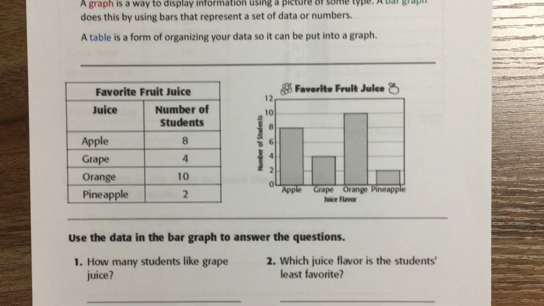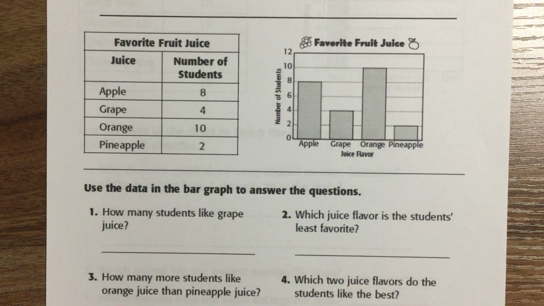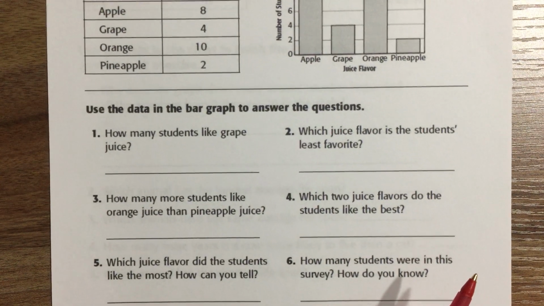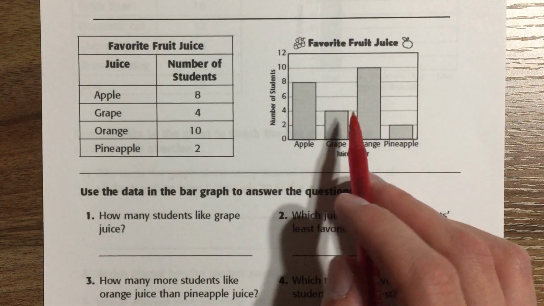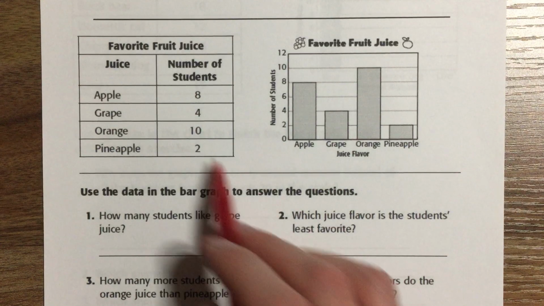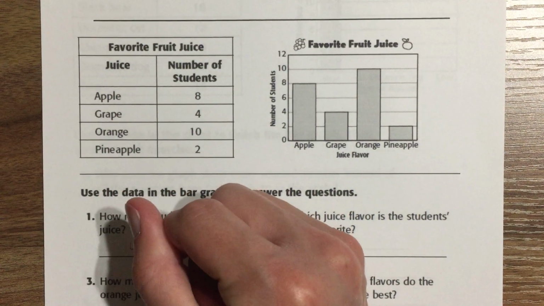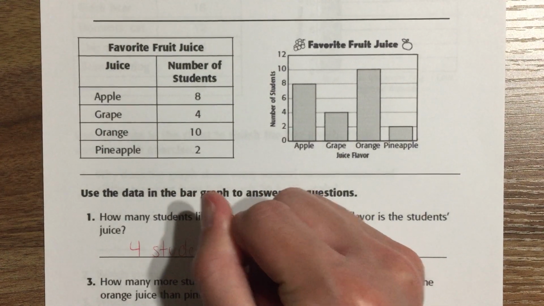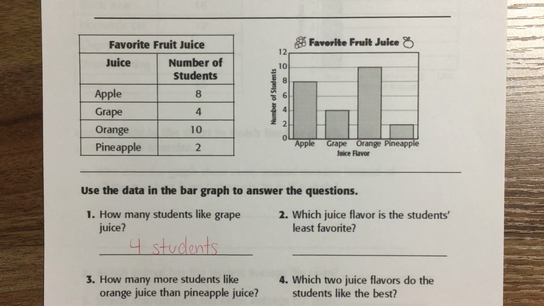So what we're going to do down below is use these 2 things, this table and this graph, to help us answer these 6 questions. Number 1, how many students like grape juice? We can look in either the table or the graph. Either way, we can see grape goes up to 4. It also says grape has 4. So we're going to say 4 students on our line right there. 4 students like grape juice.